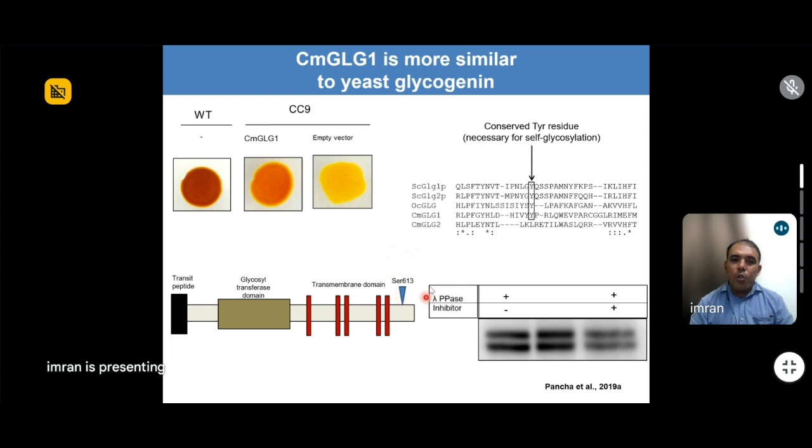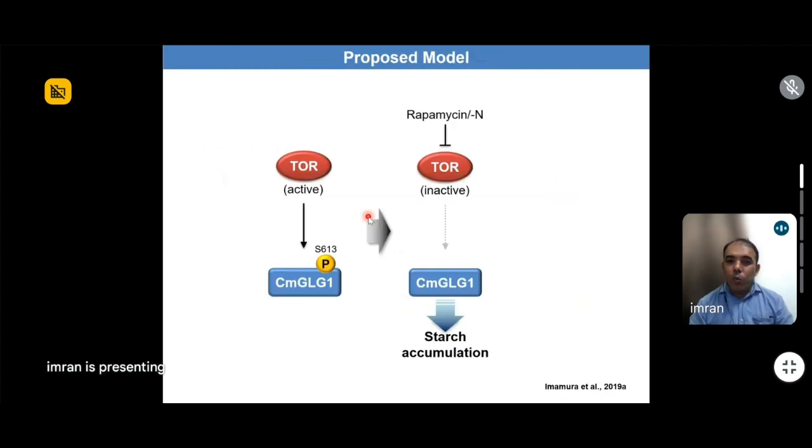And we have observed that this residue changes phosphorylation through the TOR signaling, which confirms that TOR is involved in the starch accumulation in the C-zone cell. So if we propose a model, it looks like this: when TOR is active under the normal growth condition, CMGLG1, particularly the serine 613 residue, is phosphorylated and the cell will not accumulate a very high amount of starch. However, when we inhibit TOR through rapamycin or nitrogen starvation, TOR becomes inactive. The phosphorylation status of this glycogenin changes. It becomes dephosphorylated, and then the cell will accumulate a very high amount of starch.